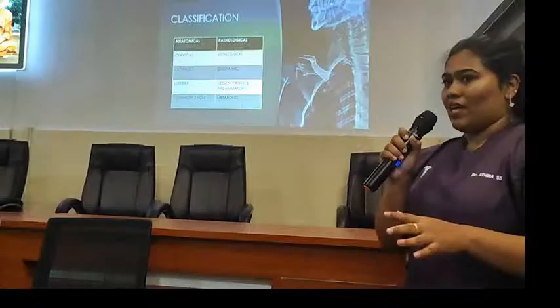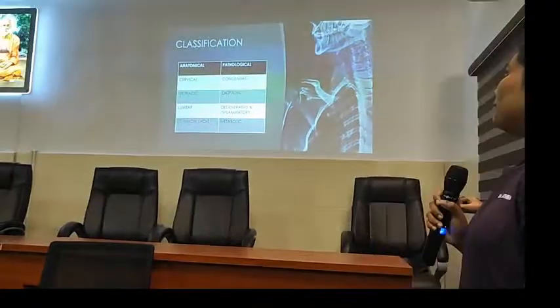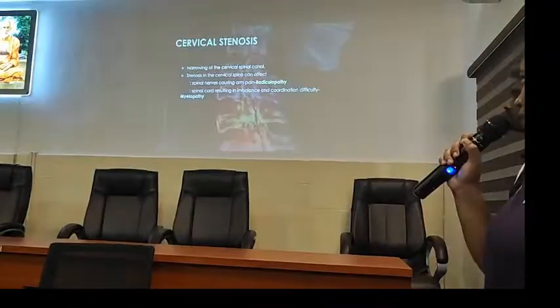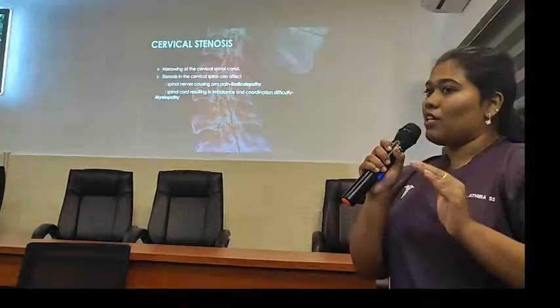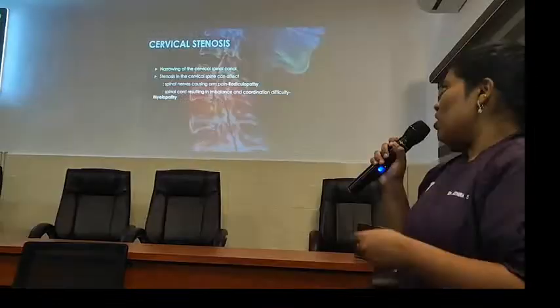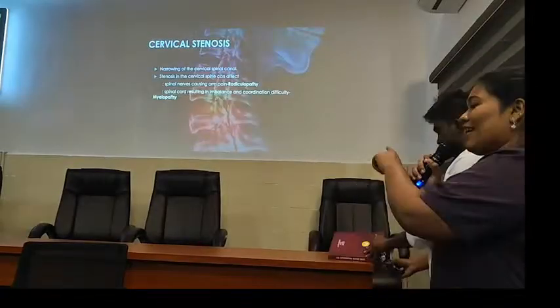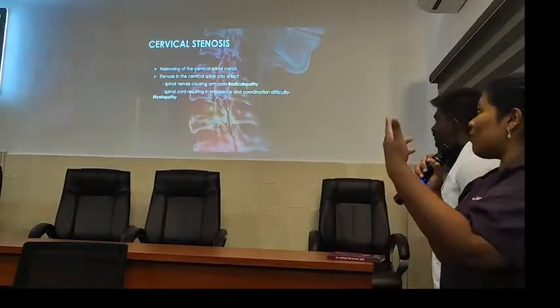Thoracic and lumbar, in which lumbar is the most common condition of spinal stenosis. Then comes the cervical, and at last thoracic, which is rarely seen. Cervical stenosis: we have already discussed that stenosis means the narrowing of the cervical spinal canal. In the cervical spine, it can be of two types, either radiculopathy or myelopathy.